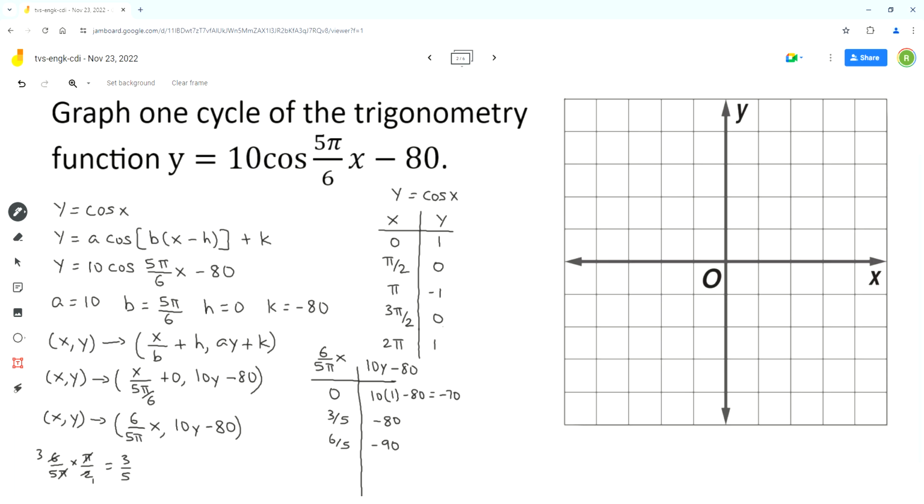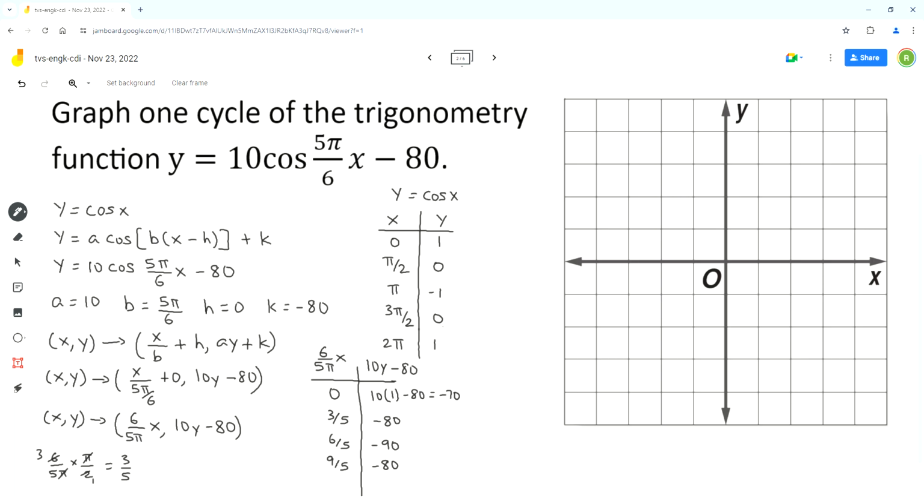Now we can use the fourth point, 3 pi over 2, 0. So we'll sub in x as 3 pi over 2. So 6 over 5 pi times 3 pi over 2 will be equal to 9 over 5. And the y value will be 10 times 0 minus 80, which is equal to negative 80.